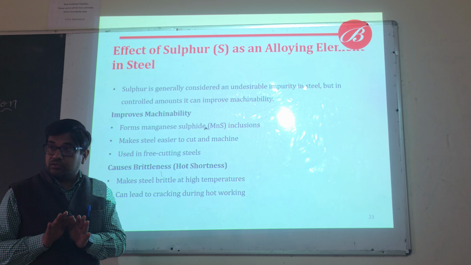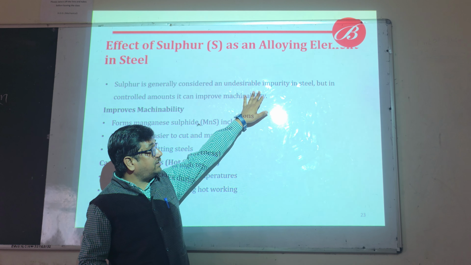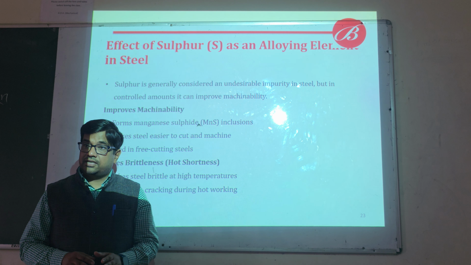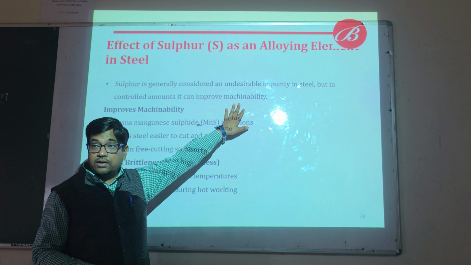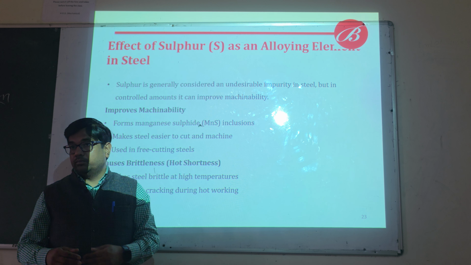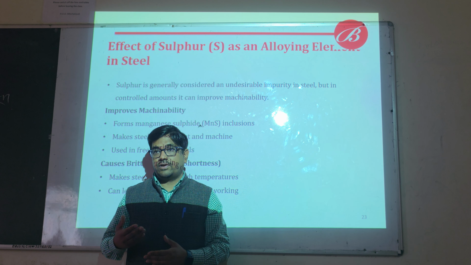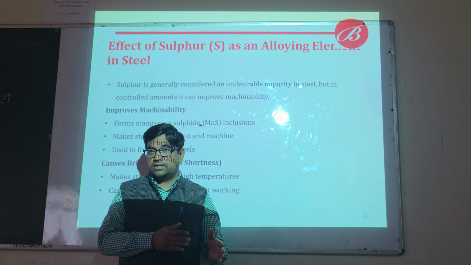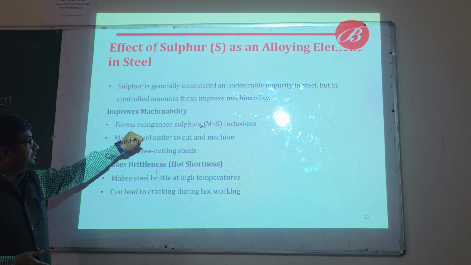Sulfur and phosphorus are considered as undesirable impurities in steel. But at the same time, if added in a small amount, they help to improve the machinability, because in most applications we have to machine the steel to manufacture different components. So to improve the machinability of the steel, we add the sulfur. So it improves the machinability.